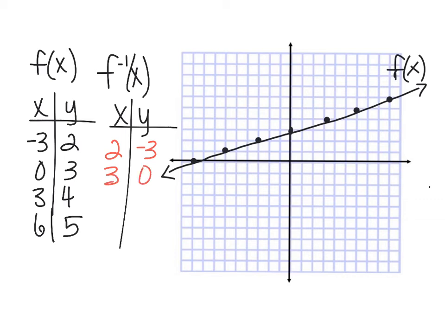This one would have to be 3, 0, it'd have to be 4, 3, and it would have to be 5, 6. All right, so I just graphed it. That should be a straight line, but it's hard to draw on the iPad. So there's my inverse function, and I did it by just using points from the table.